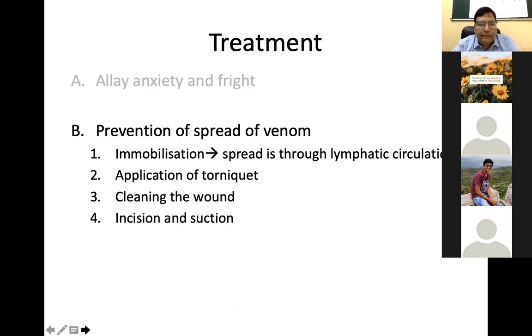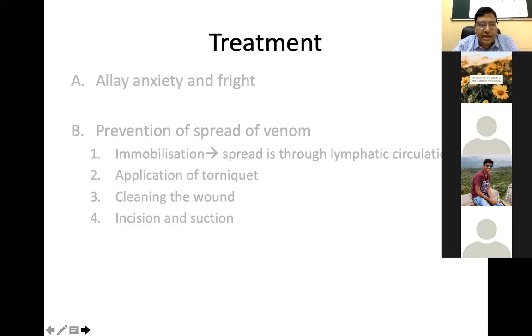Then we have to prevent the spread of the venom by immobilization, as the spread of the venom occurs through the lymphatic system. And we have to apply a tourniquet proximally. We have to clean the wound in time, and suction has to be done to prevent further spread.